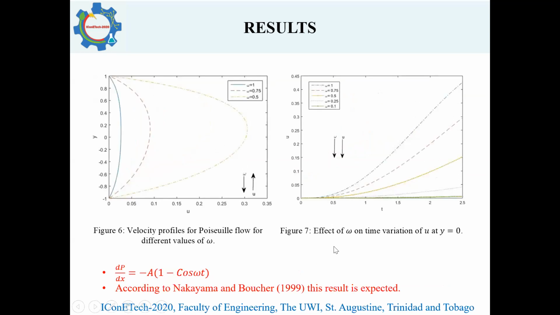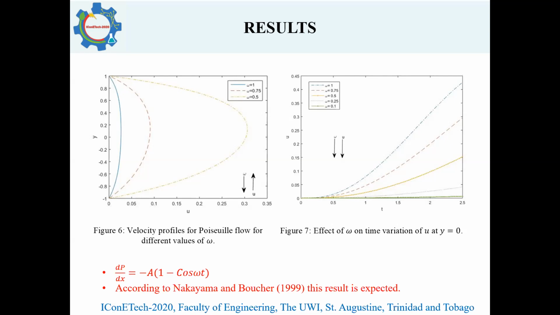Figure 6 shows the profiles of velocity for Poiseuille flow for different values of frequency of oscillation. It is seen that as the frequency of oscillation decreases, velocity increases. This may be because the expression used for the pressure gradient is A(1 - cos ωt), where A is the amplitude of oscillation. So as the frequency of oscillation decreases, the pressure increases, which causes an increase in velocity.